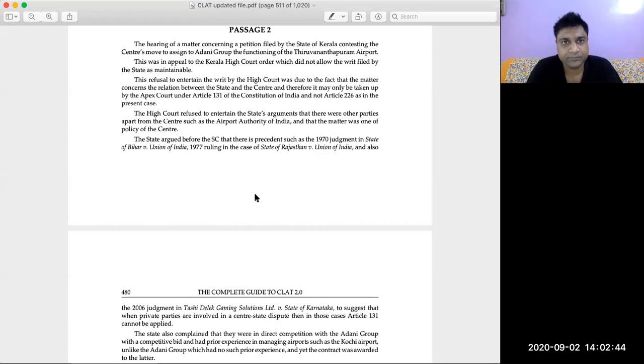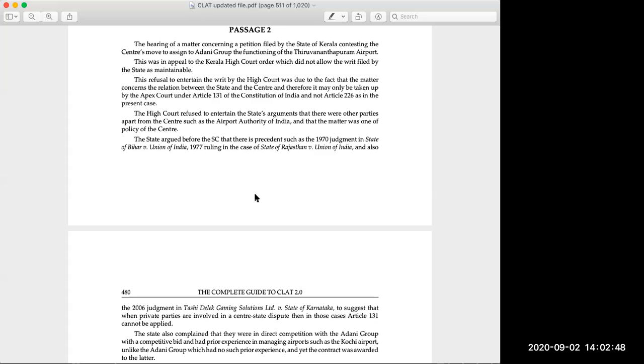Yeah, go ahead, Anshuman. The hearing concerns a petition filed by the State of Kerala contesting the Centre's move to assign to the Adani Group the functioning of Thiruvananthapuram Airport. This was appealed against the Kerala High Court order, which did not allow the writ filed by the state as maintainable. The refusal to entertain the writ was due to the matter concerning the relation between the Centre and the state. Therefore, it may only be taken up to the apex court under Article 131 of the Constitution of India, and not under Article 226, as in the present case.